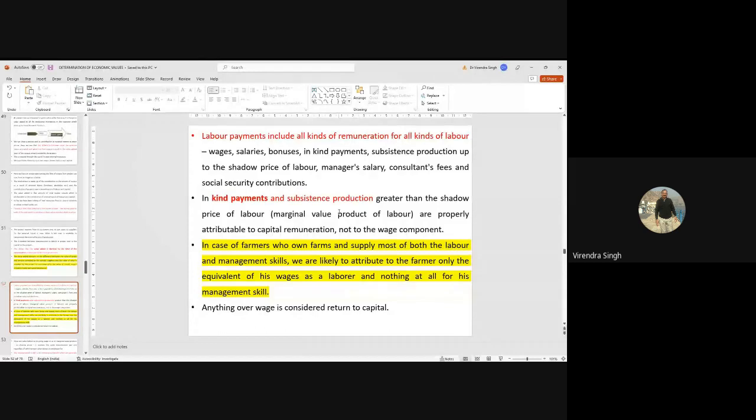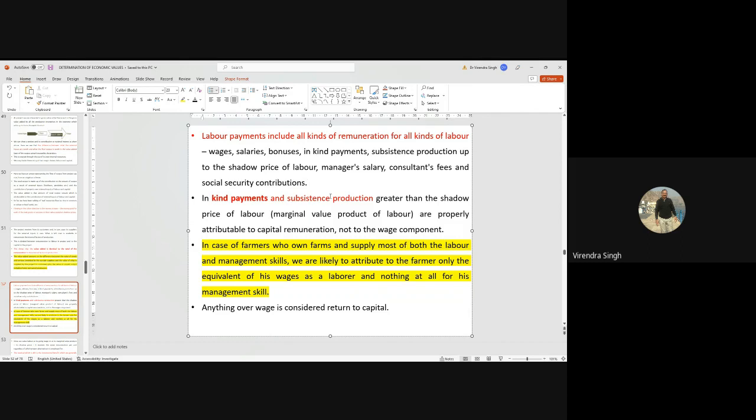Labor payments include all kinds of remunerations for all kinds of labor, like wages, salaries, bonus, in-kind payment, subsistence production up to the shadow price of labor, manager's salary, consultants' fees, and social security contribution. All these are the payments made for the physical or mental labor exercise involved in the project.